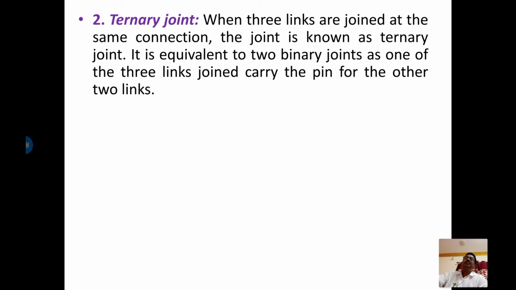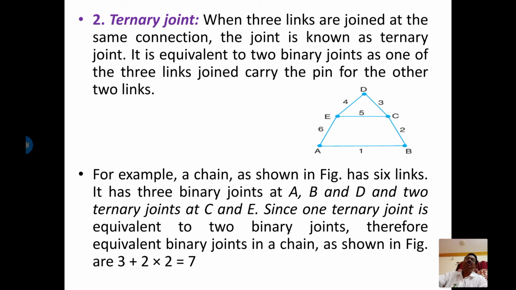Similarly, the second one is the ternary joint. When 3 links are joined at the same connection, the joint is known as a ternary joint. It is equivalent to 2 binary joints, as one of the 3 links joined carries a pin for the other 2 links. In this figure, ternary joints are at C and E, and A, B, D are binary joints. C and E are ternary joints because 3 links are joined at the points C and E.